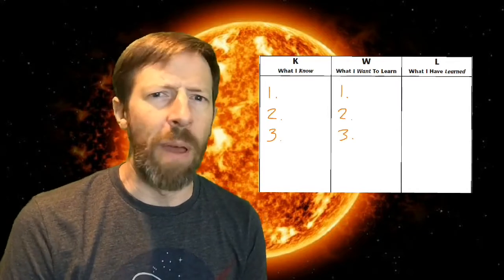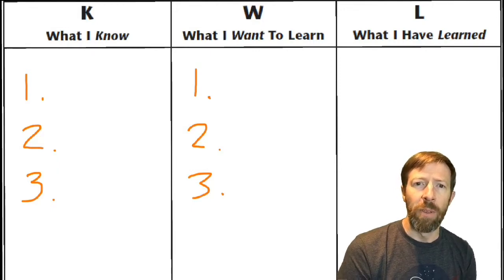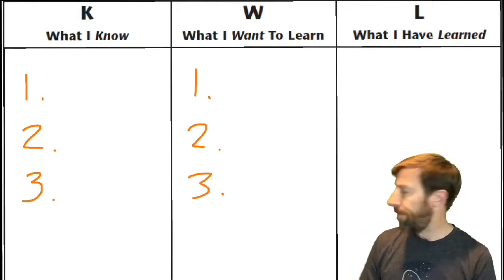In fact, we're going to get our paper and make a KWL chart. And in the K section, you're going to write 3 things that you know about the sun. And in the W section, 3 things you want to know, 3 questions you have about the sun, something you've always wondered about. We'll leave the L section alone because that's what we learned. We're going to add that in after this lesson. So go ahead and pause the video and I'll be waiting here.